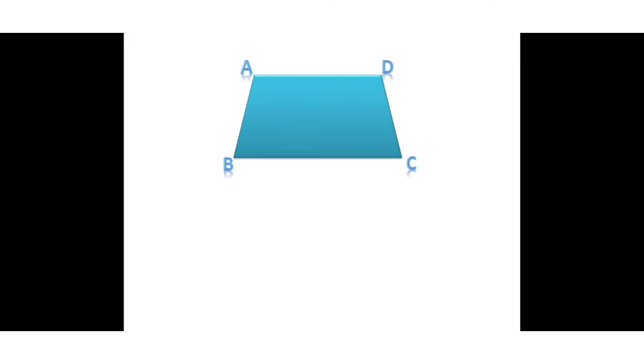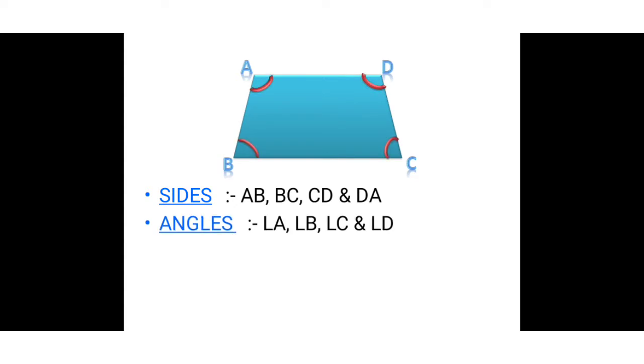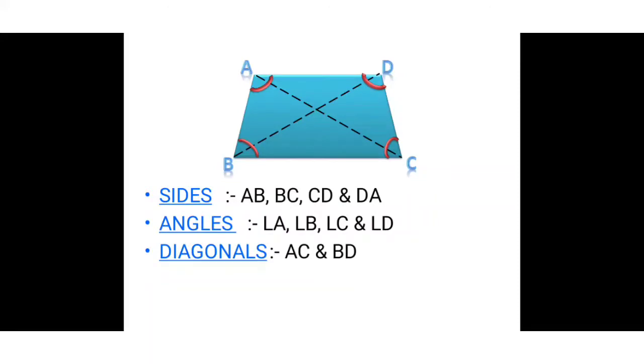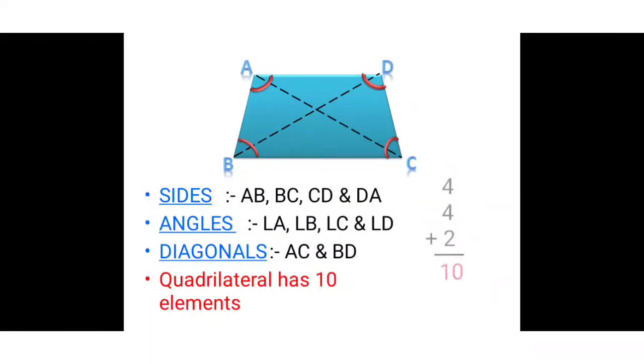Look at this quadrilateral ABCD. A quadrilateral has four sides, that is, in this figure AB, BC, CD and DA. There are four angles, that is, angle A, B, C and D. We have two diagonals here, that is AC and BD. Both the diagonals bisect each other. So a quadrilateral has 10 elements, that is four sides, four angles and two diagonals.